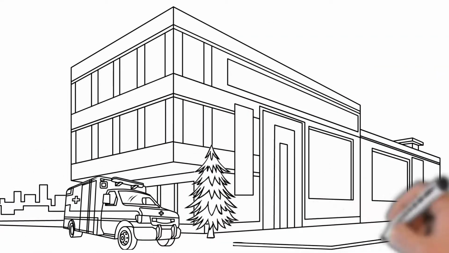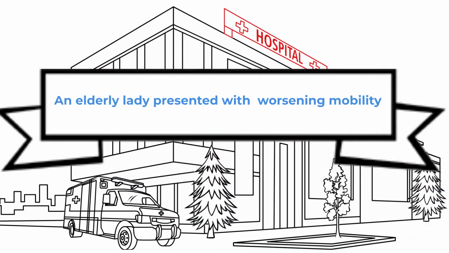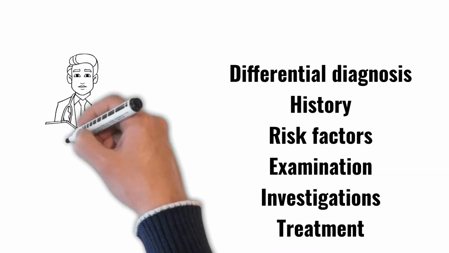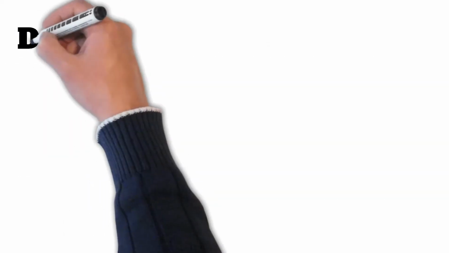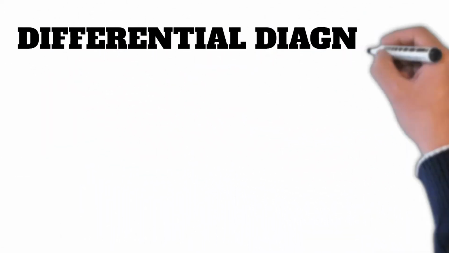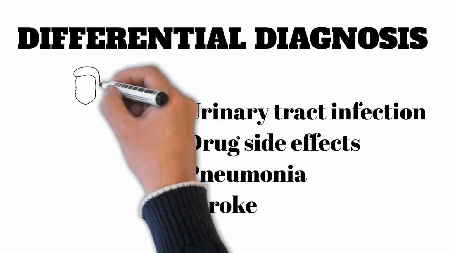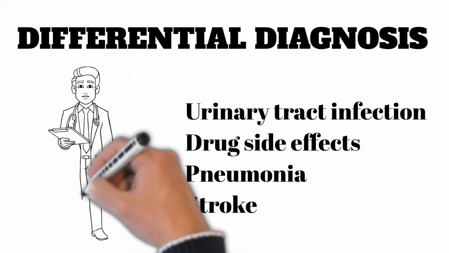Case of an 87-year-old woman presented with worsening mobility. Regarding differential diagnosis, make a quick list of possible causes of a given presenting complaint, and ask questions to rule in, or rule out, the possible differentials. As in this case, urinary tract infection, drug side effects, pneumonia, and stroke are the top differentials in our list.